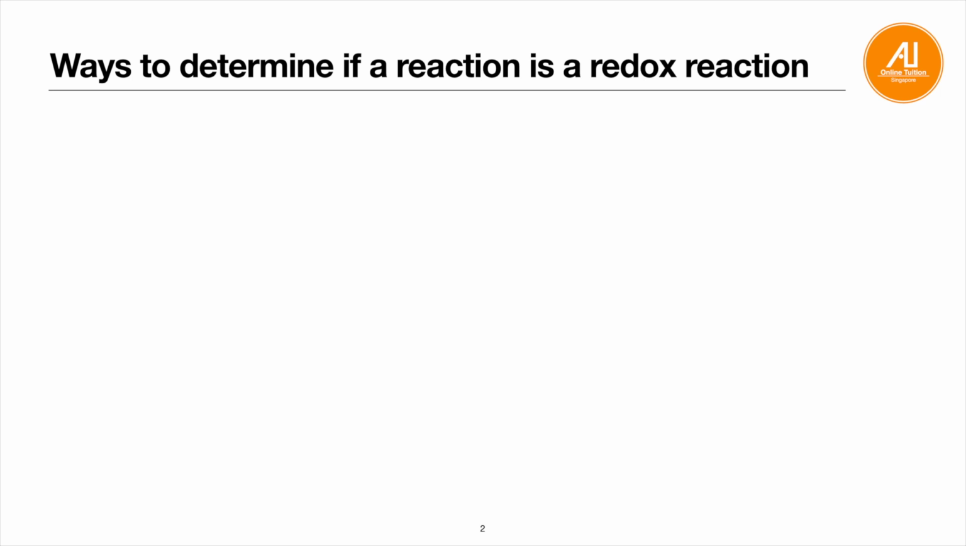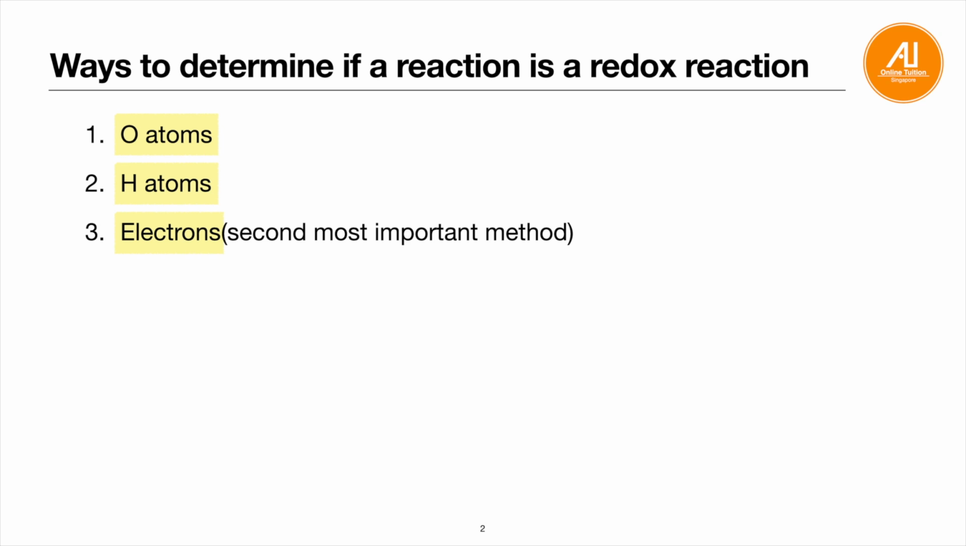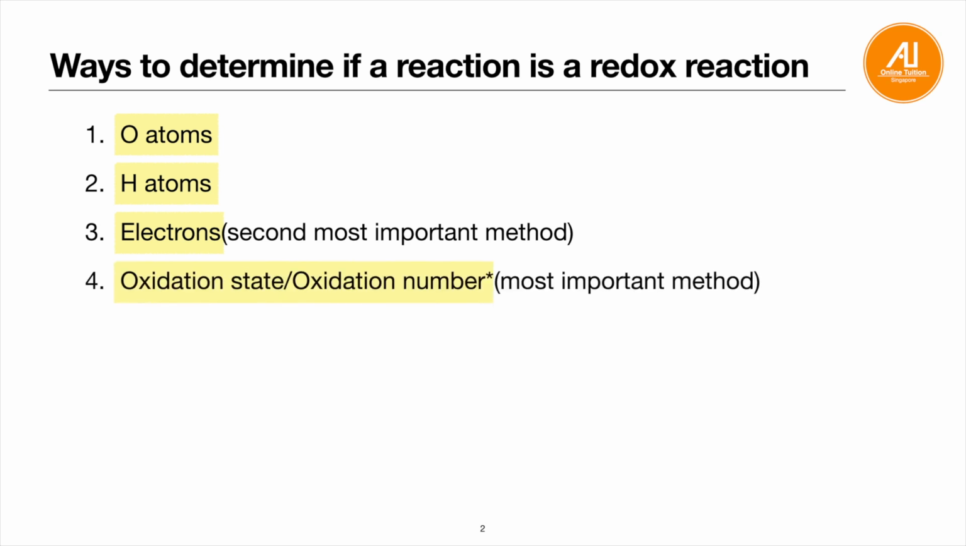So basically, there are four ways to determine if a reaction is a redox reaction. The first way is using oxygen atoms. The second way is using hydrogen atoms. The third way is using electrons. And the last one is using oxidation states or oxidation number. Just take note that these four methods you are supposed to know, very important.